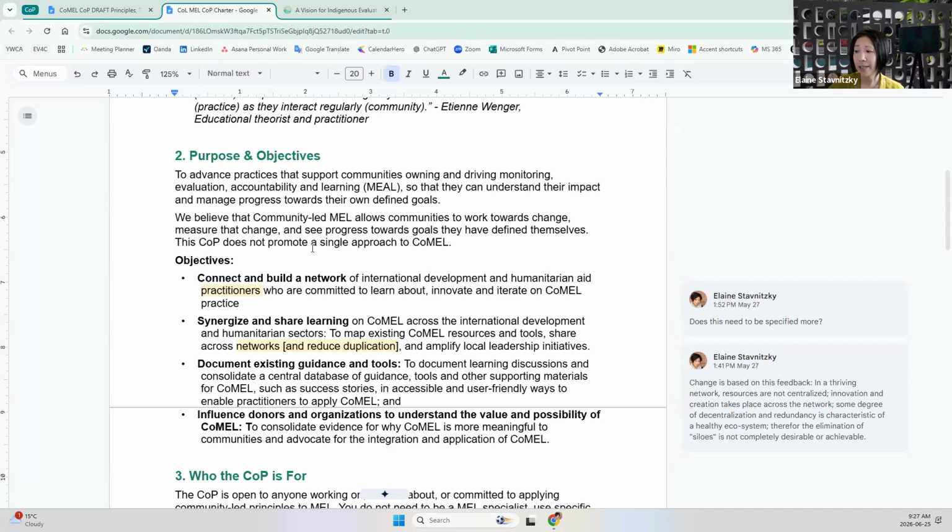And we want to start documenting existing guidance and tools so that people know where to go to. So some of these tools that Walter has been showing, I believe Molly, who is part of Selenga, who has been supporting this process, has put the link to Selenga's CoMEL in the chat. But those are the sorts of resources that we will have there, and a number of guidance.